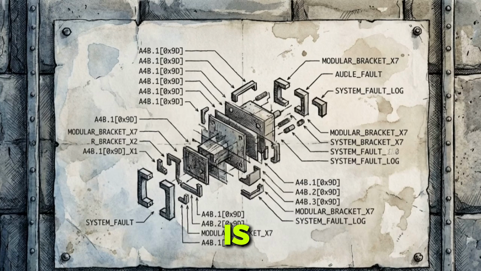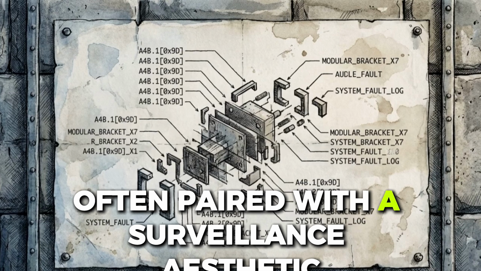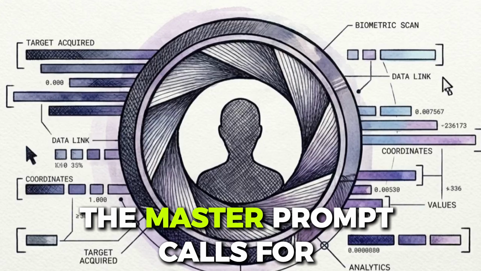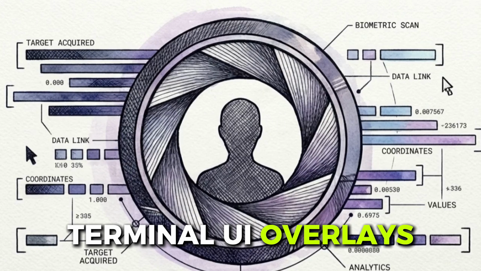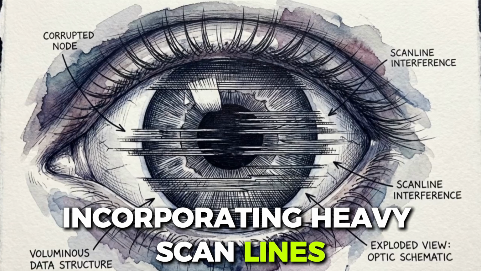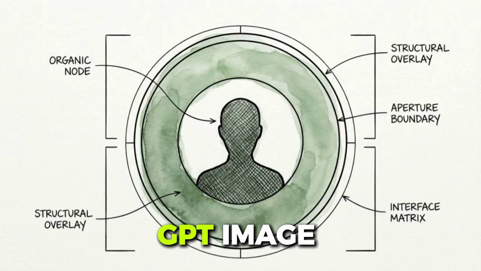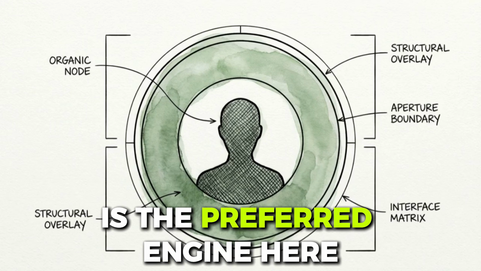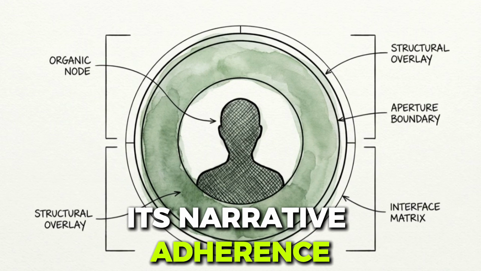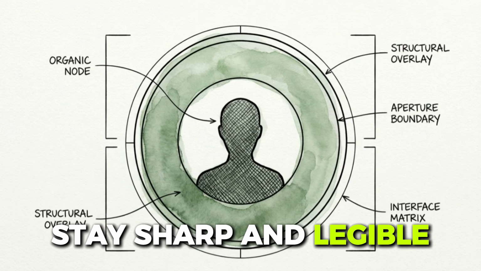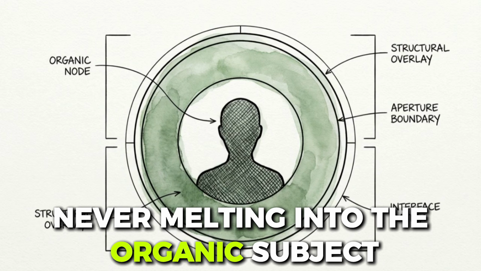One major trend is code brutalism, often paired with a surveillance aesthetic. The master prompt calls for terminal UI overlays, incorporating heavy scan lines, aggressive chromatic aberration, and monochrome green palettes. GPT Image 1.5 is the preferred engine here. Its narrative adherence ensures UI code stays sharp and legible, never melting into the organic subject.